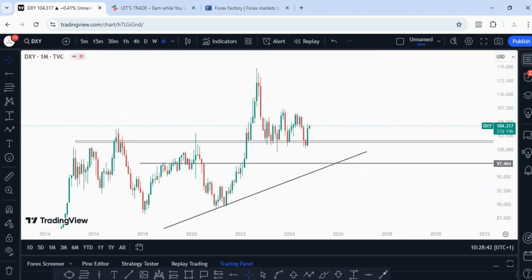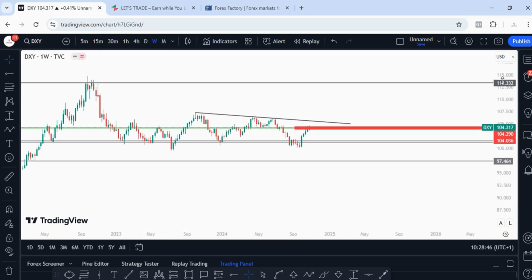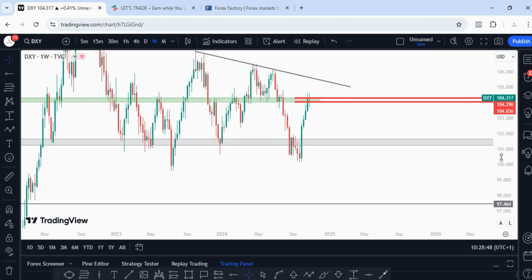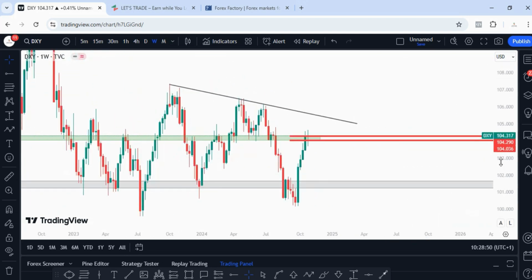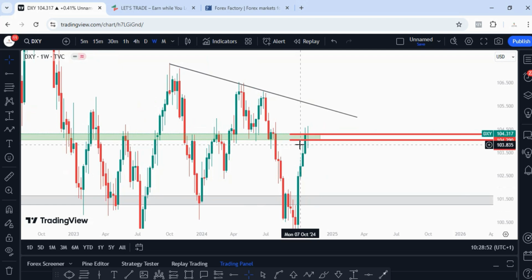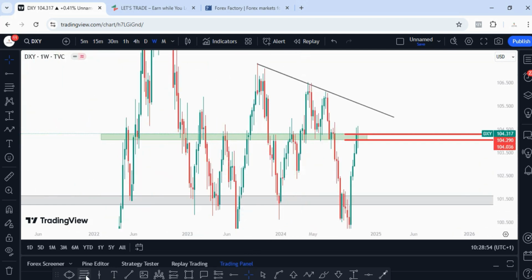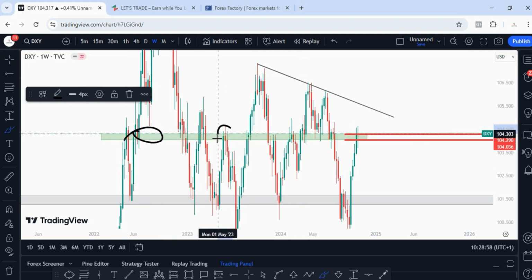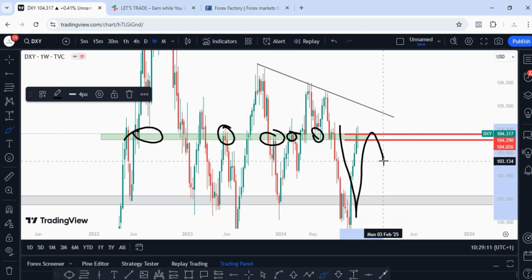The next on my list is DXY. Now DXY, if I go to the weekly time frame, my analysis remains the same as last week. Remember, I was skeptical about this zone. Ideally, technically, for the fact that price has retested this zone multiple times, looking left, you can see obvious swing points, obvious swing points, and all these areas are also obvious swing points.